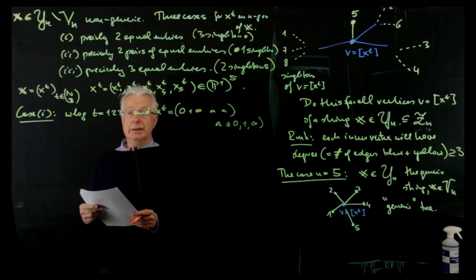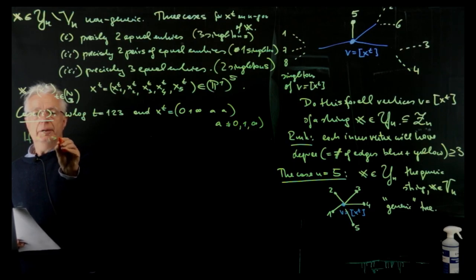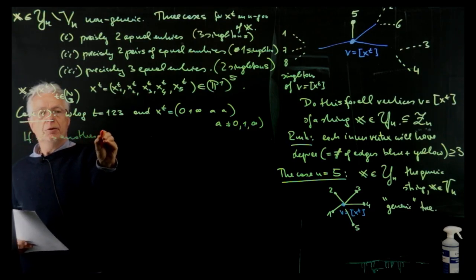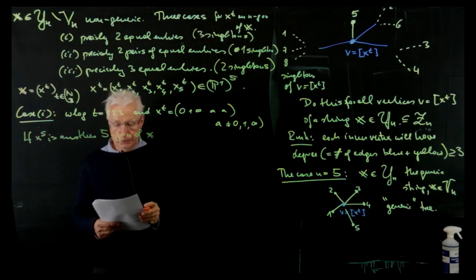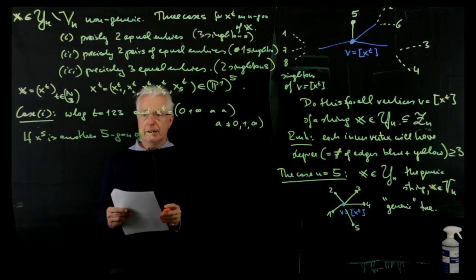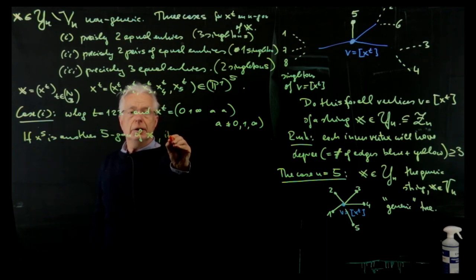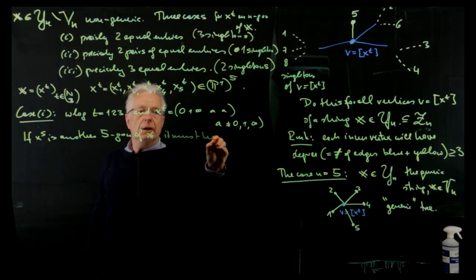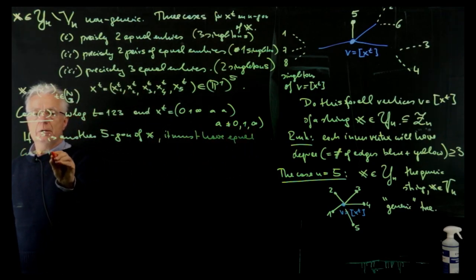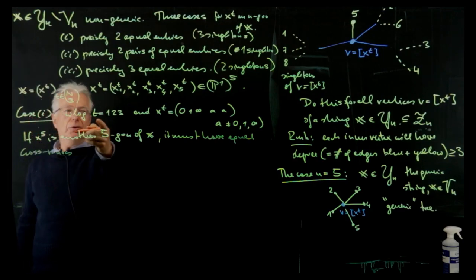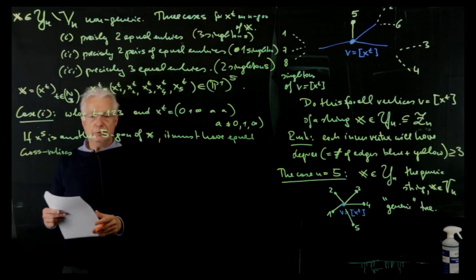So now we are in Yn. If we take XS, if XS is another 5-gon of X, what happens? As we are in Yn, it must have equal cross ratios. Of course, if XS is PGL2 equivalent to XT, that's not interesting. We want it to have a different orbit, okay?